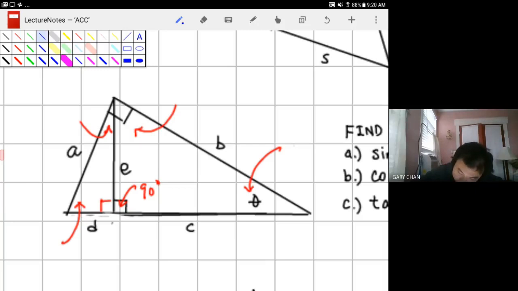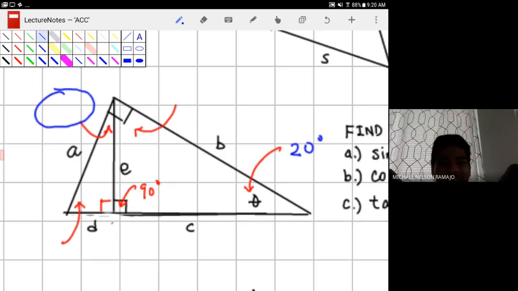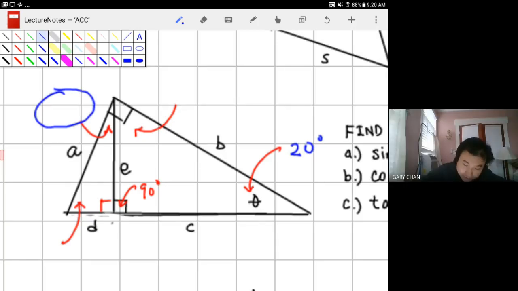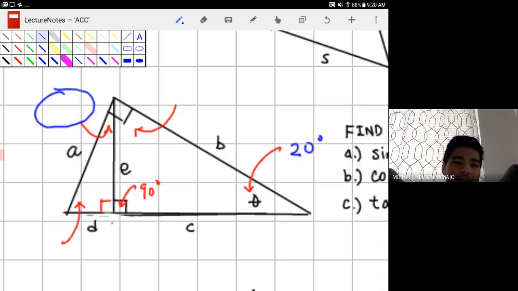If I change this one more time, let's say this was 20, okay? Michael, what would this angle over here be? Michael, are you there? What is that angle over there on the left that I've circled?